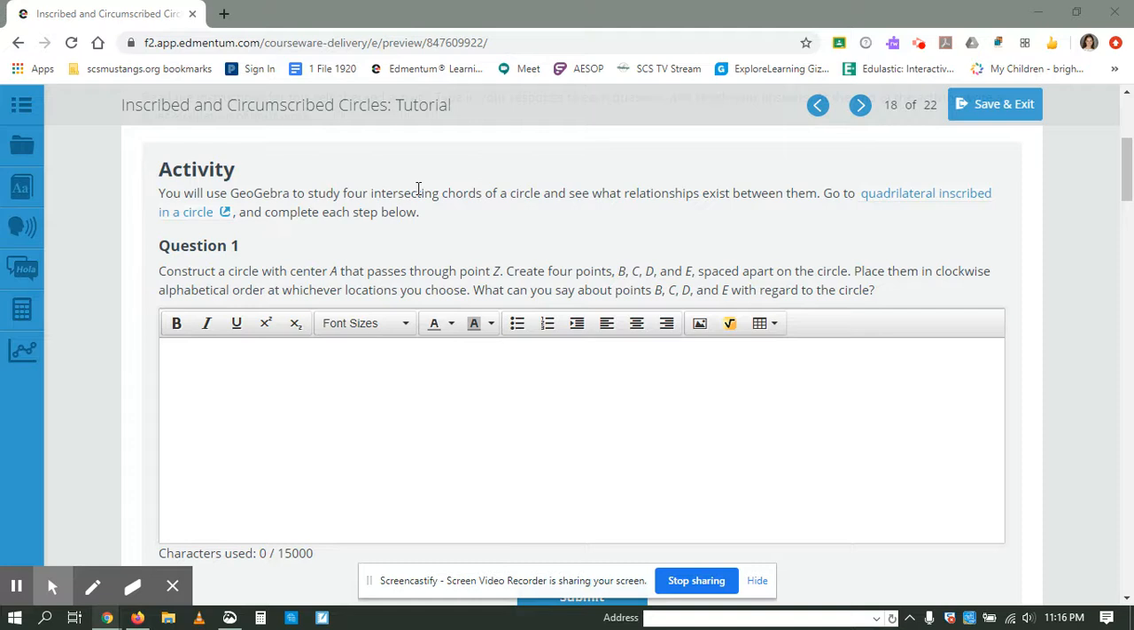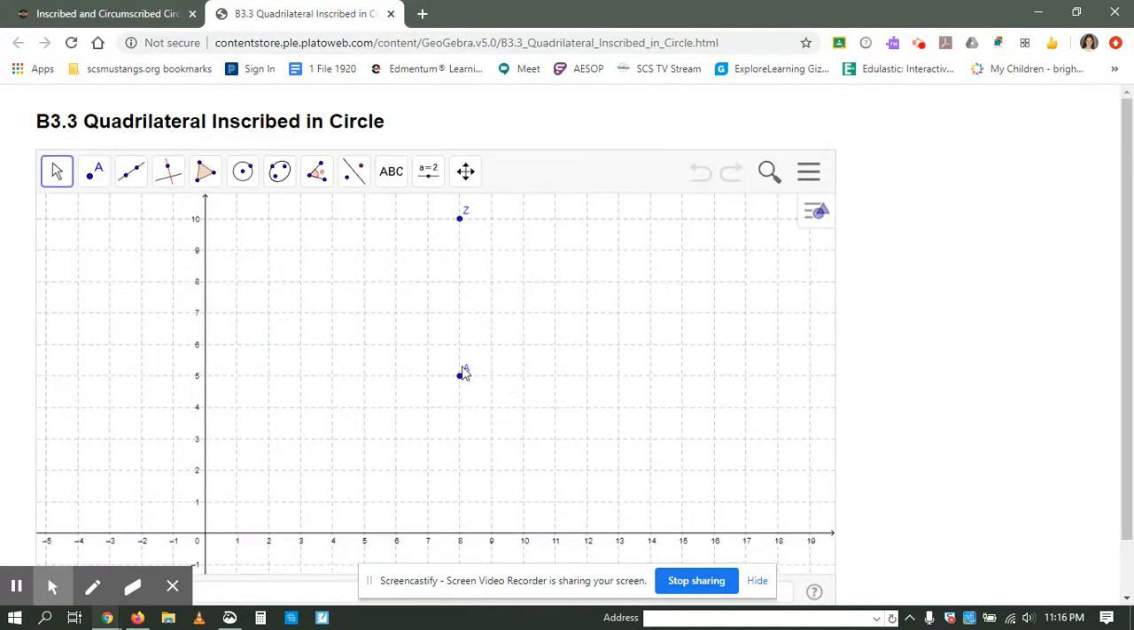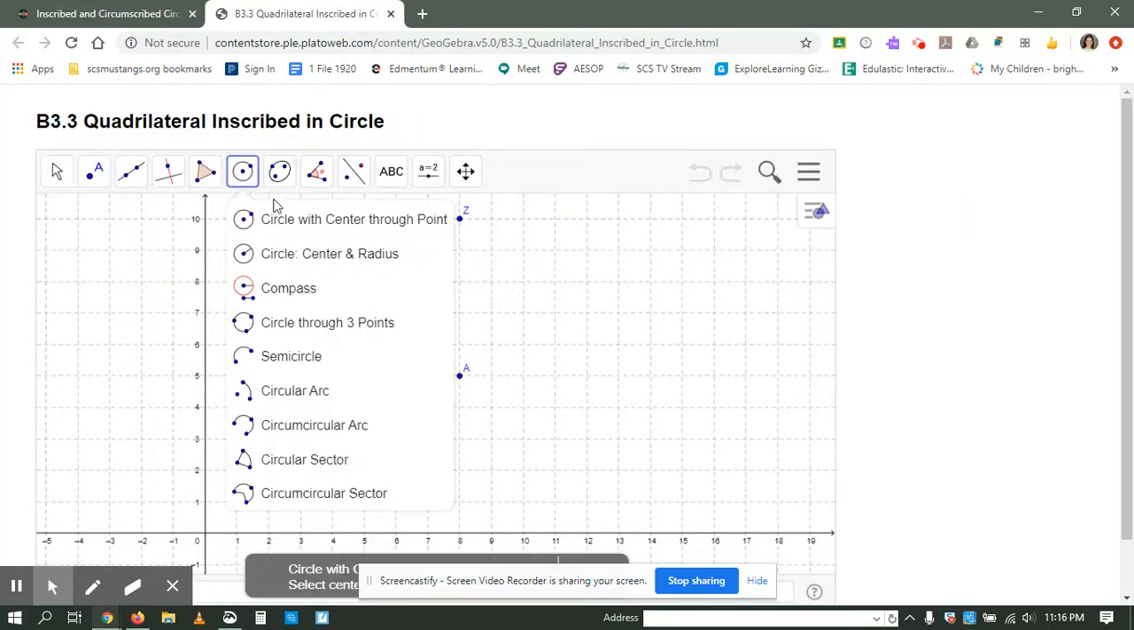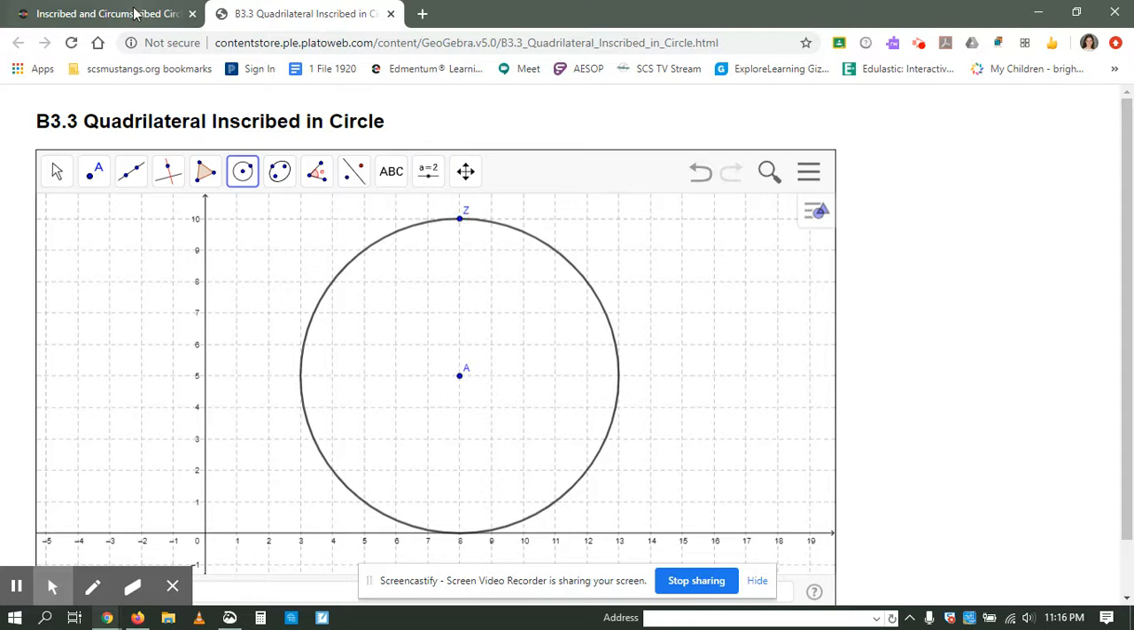They want us to study 4 intersecting chords of a circle to see what relationships exist between them. So they're going to want us to use a quadrilateral inscribed inside a circle. So we're going to use their setup. Notice they already give us a point A and a point Z on here. Construct a circle with center A that passes through point Z. So I'm going to do a circle with center through a point. There's my center A going through point Z.